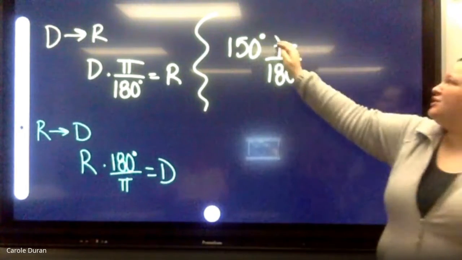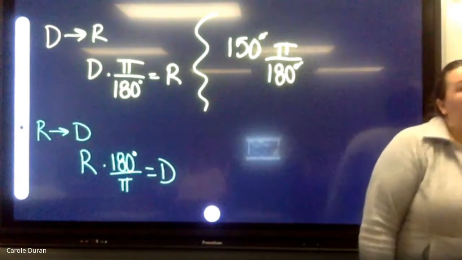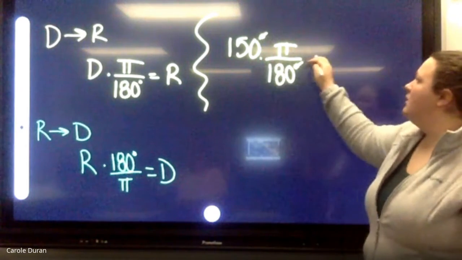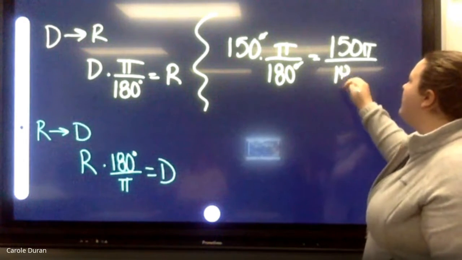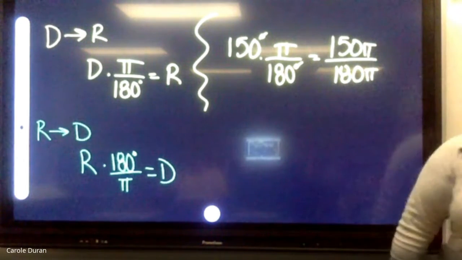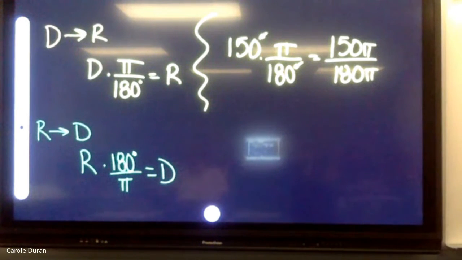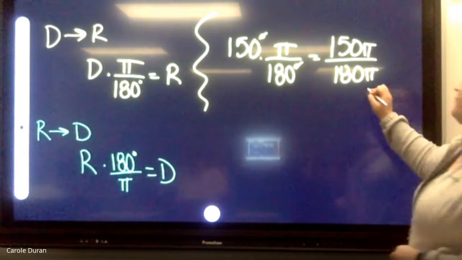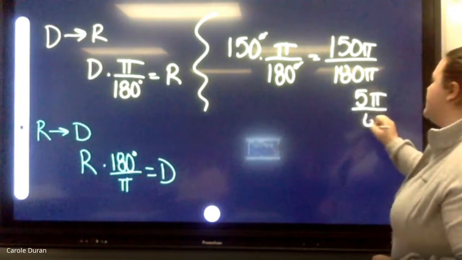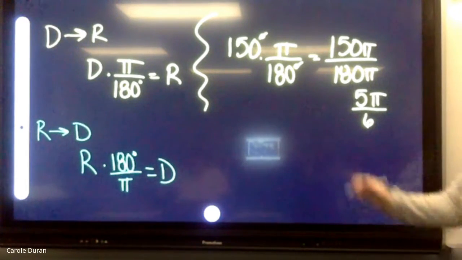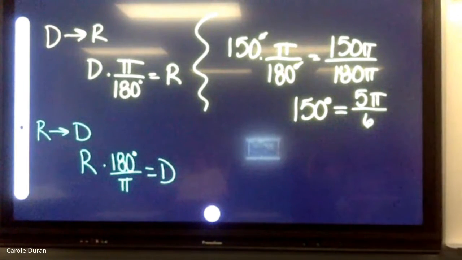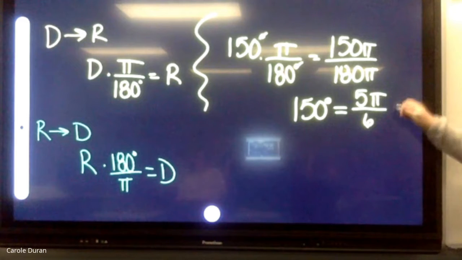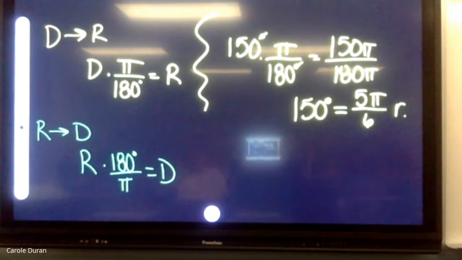I do this because the degree in the top cancels out the degree in the bottom, and all I'm left with are radians. When I multiply it, I get 150 pi over 180, and then I just need to reduce this. So what's the largest number that I can take out of 150 and 180? 30. So when we take 30 out, we're left with 5 pi over 6. So 150 degrees is equivalent to 5 pi over 6 radians. If you want to put the R to remember that it's in radians, you can absolutely do that.